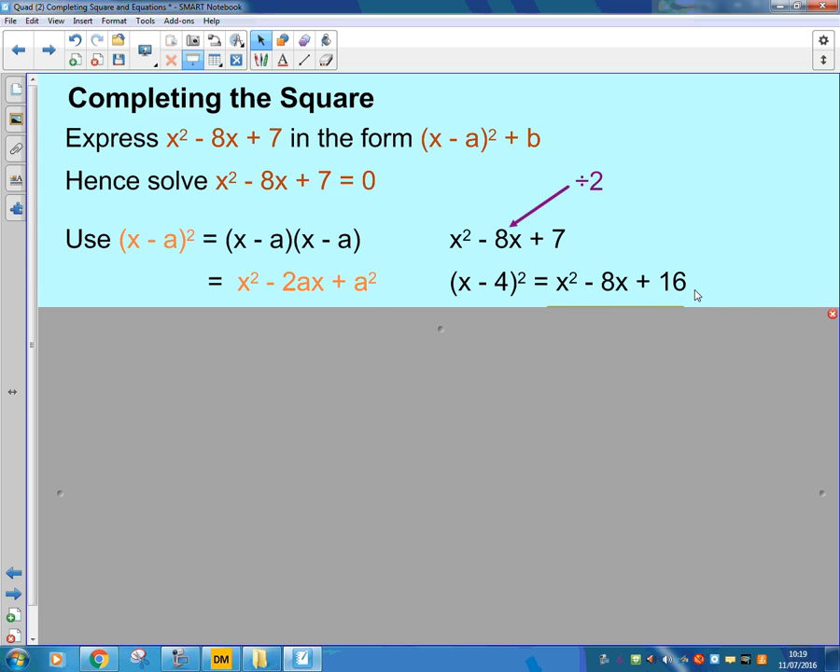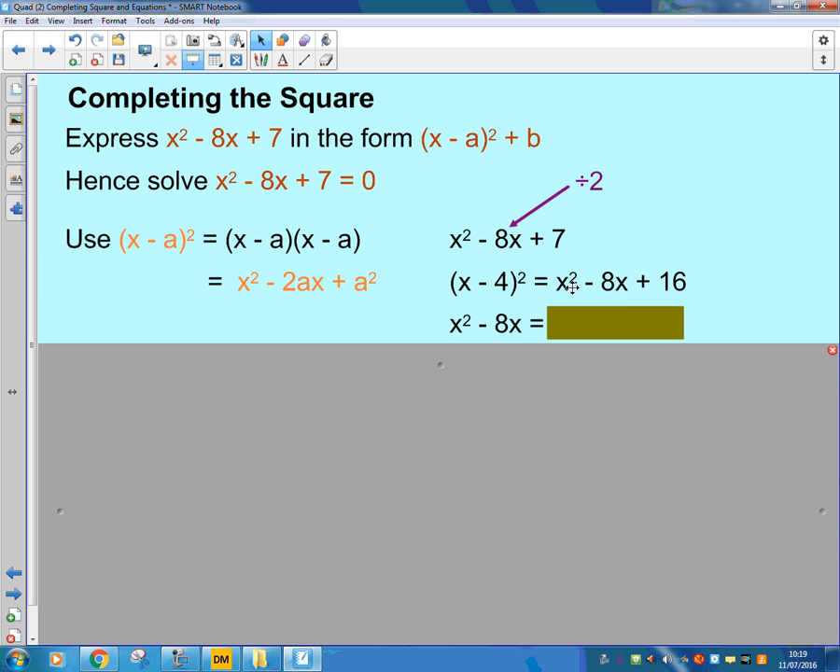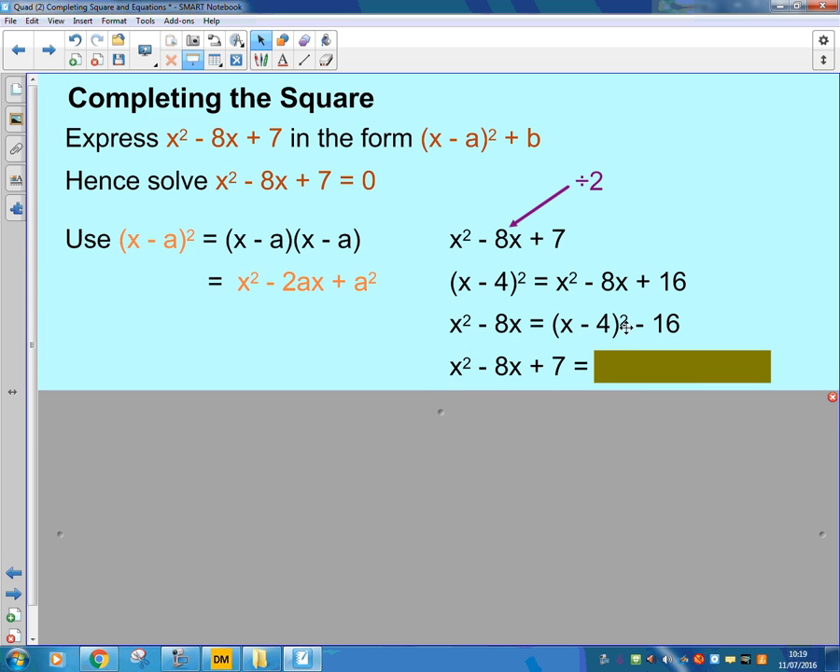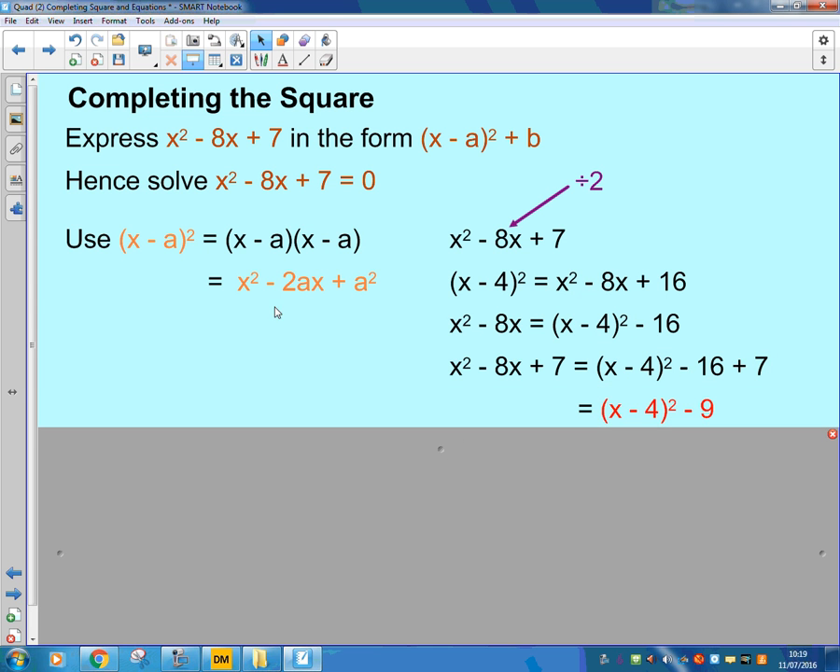Well, we can rearrange this expression, and you can say that x squared minus 8x is equal to x minus 4 squared. I'm moving the plus 16 across, so I take away the 16. So this is the key bit. You get x squared minus 8x is x minus 4 squared minus 16. So x squared minus 8x plus 7 is 7 more than that. So it's going to be x minus 4 squared minus 16 plus 7. Minus 16 plus 7 is minus 9. So when we complete the square, we get x minus 4 squared minus 9.